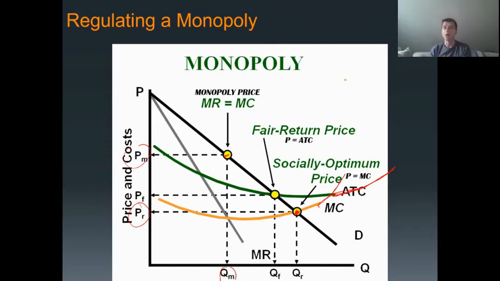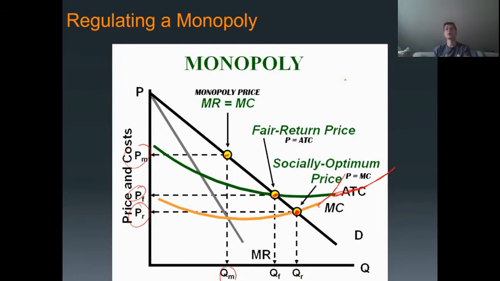Now, there is one other regulation point, and that's the fair return price or the break-even price. This is where the firm is earning a normal profit. That's where the ATC meets the demand curve, so PF right there. So that is the fair return price. So there are two problems essentially. There's a problem with each, the fair return and the socially optimum.